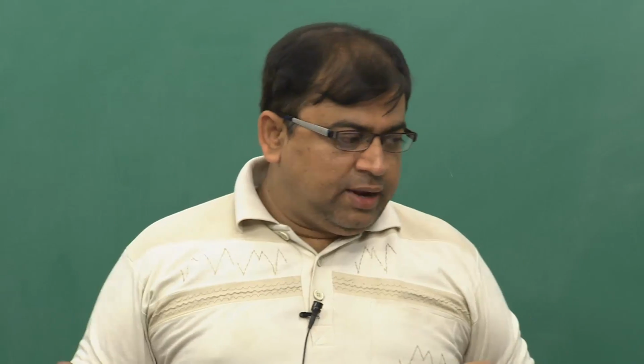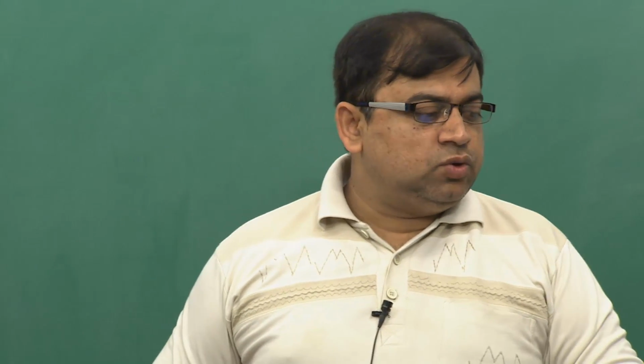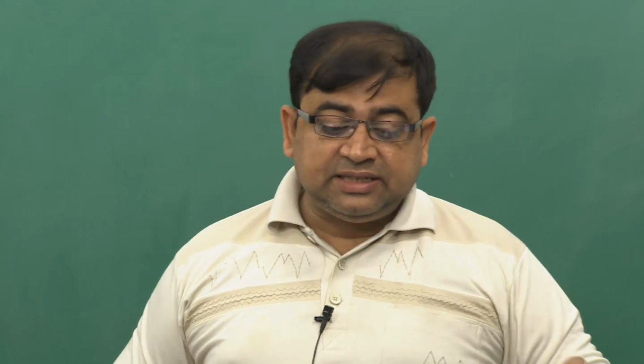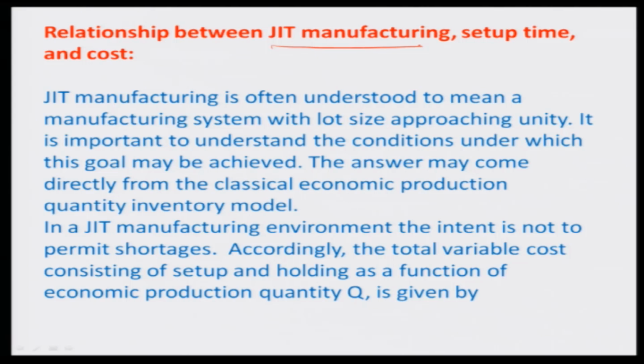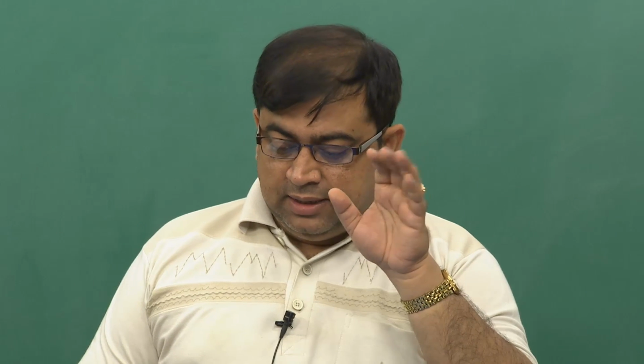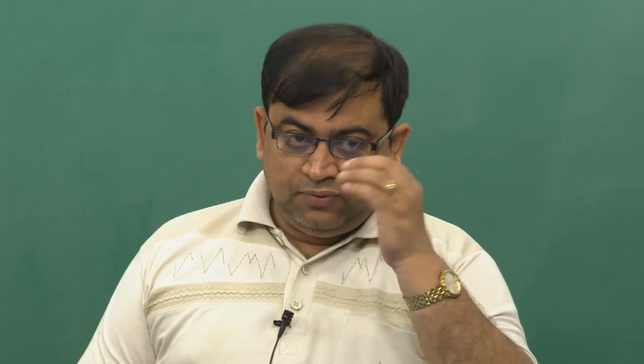We'll now look at a little bit different side of the story, which is about just-in-time manufacturing and an understanding of what this Kanban planning has to do with just-in-time manufacturing. So obviously, JIT manufacturing is often understood to mean a manufacturing system with a lot size approaching unity, meaning thereby that only one part is needed at a point of time, and you have to supply only that one part to the system. Obviously, it is too far away from the realistic situation. You really have to do a lot of homework in order to create that situation where the container size of the Kanban is operating at a level of n equal to 1.